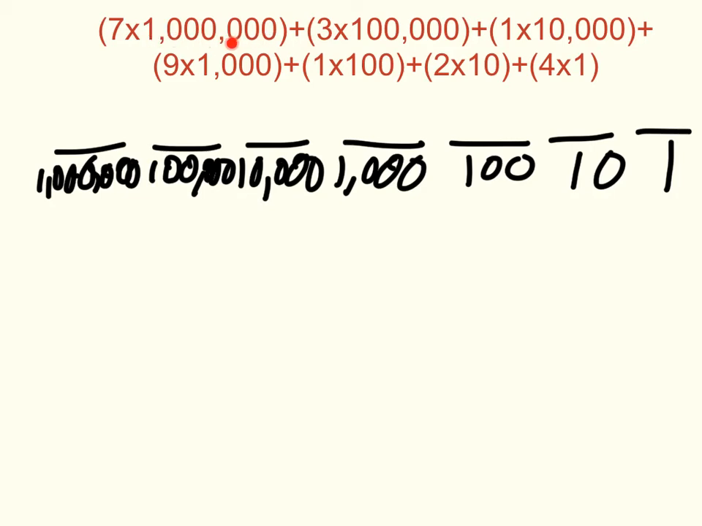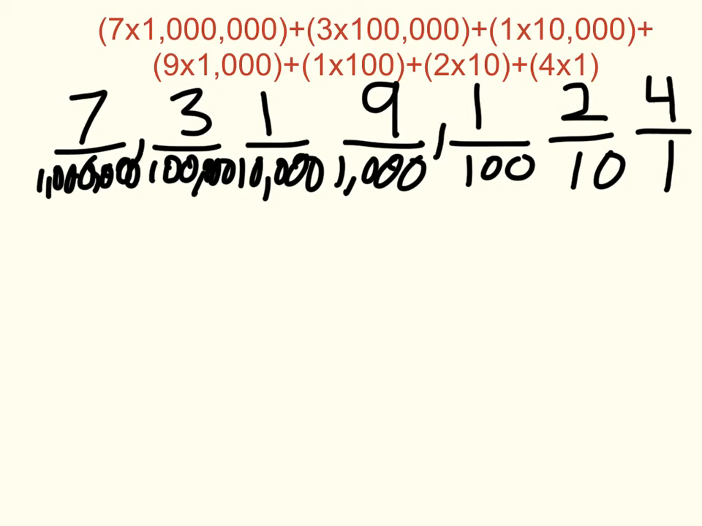Now all I need to do is go back and fill these in. In my 1,000,000s place, which is down here, is a 7, so I'll put a 7 there. Here I see that's the 100,000s place, and there's a 3. Here's the 10,000s place, and there's a 1, so that goes in the 10,000s place. Here is the 1,000s place, which is down here, so that is my 9. Here's my 100s place, that's a 1. In the tens place, I see there's a 2, and in the ones place, I see a 4. So we get 7,319,124.